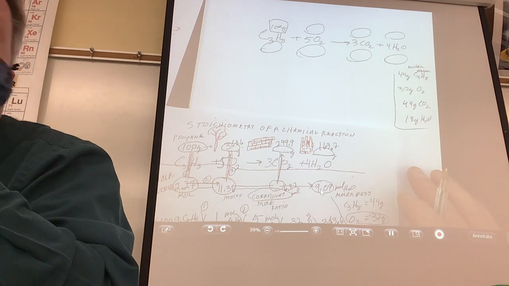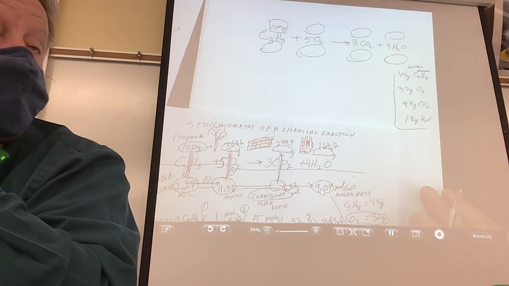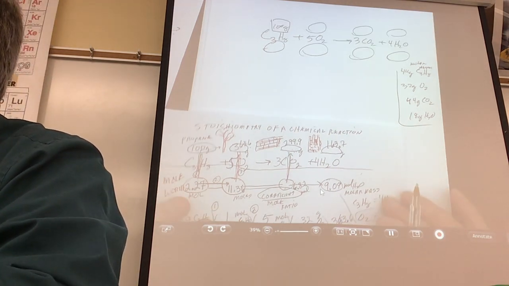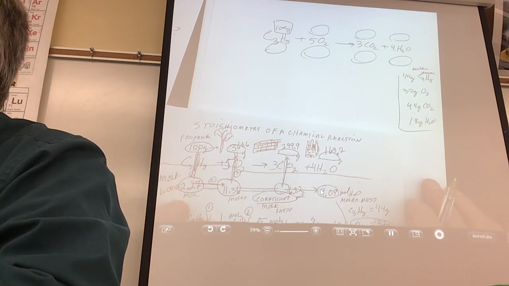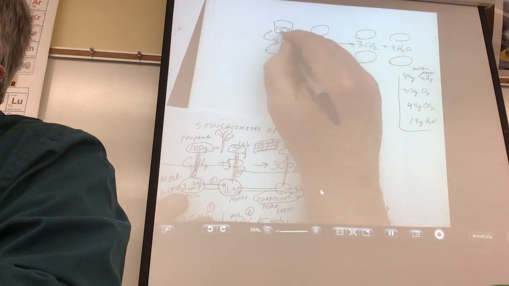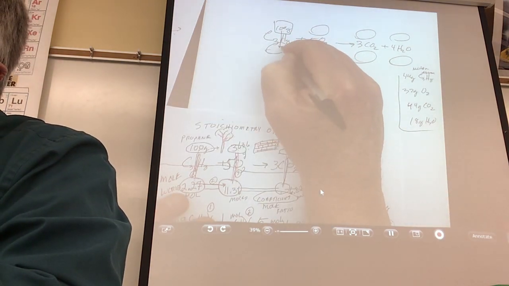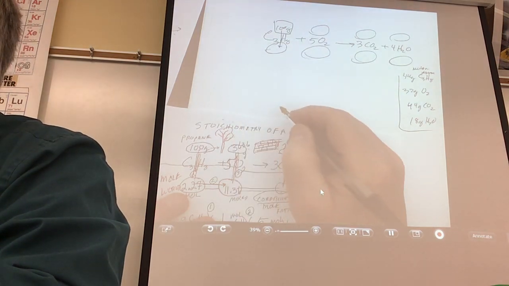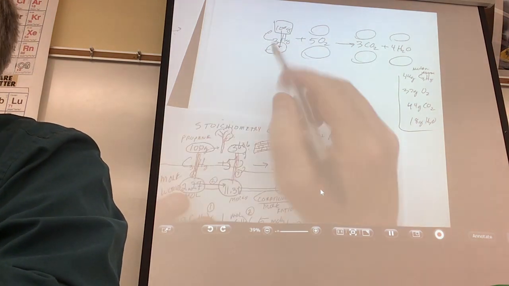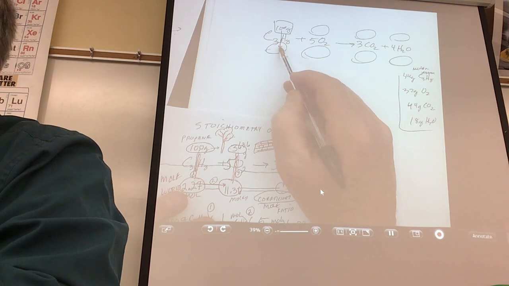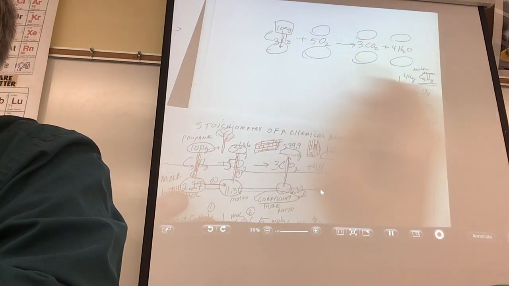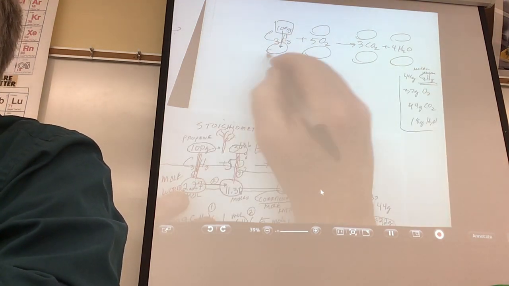I'll start on the 9. How about that? Ready? Calculator's ready? 100. When you go down in the mole world, you divide by the molar mass. Do it. Go. When you go down in the mole world, you divide by the molar mass. Do it. 100 divided by 44. Put that in there.